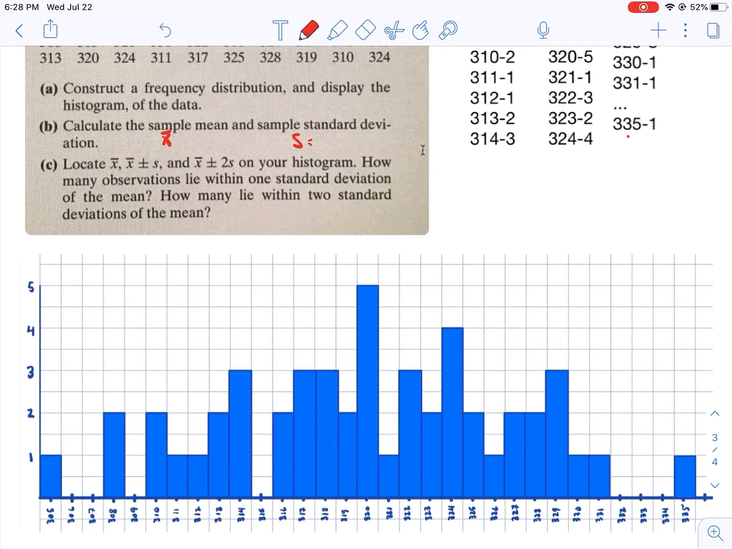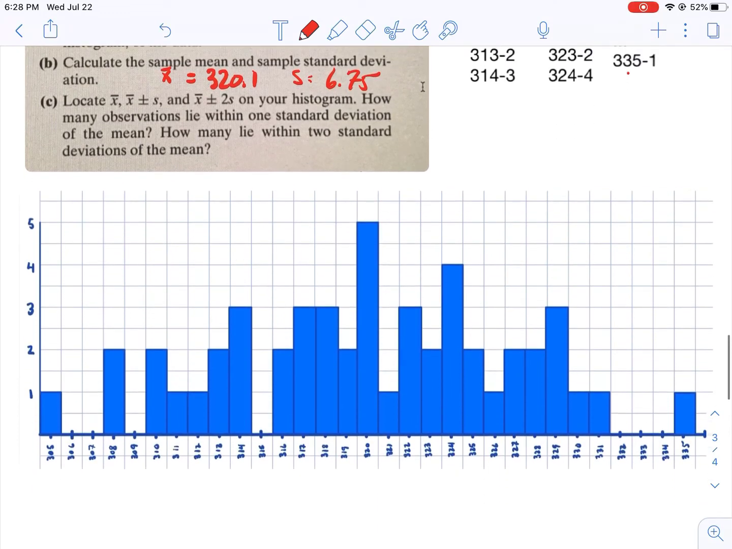So we know that our mean is the summation of everything divided by the number of values. I went ahead and did this out ahead of time, and my mean is 320.1, and my S value, my standard deviation, is 6.75. Okay, so let's move these down here. For part B, I have x bar equals 320.1. Standard deviation is 6.75.